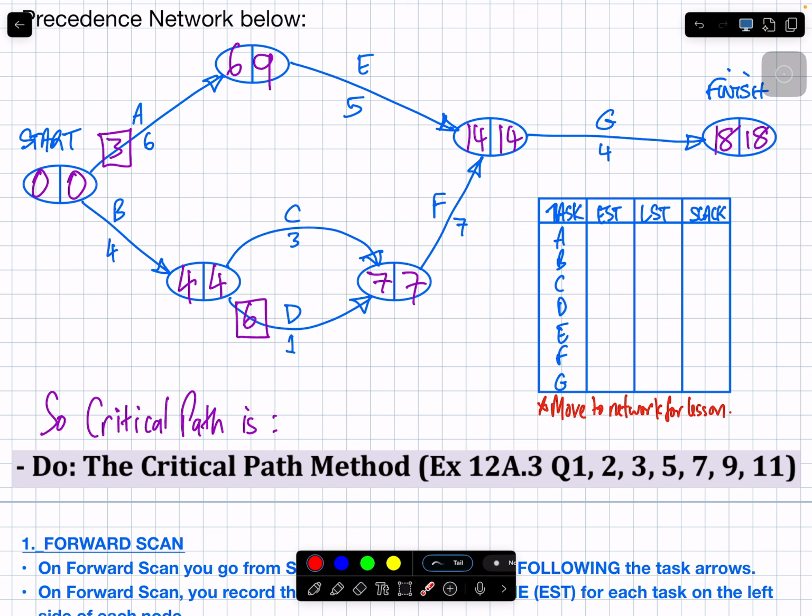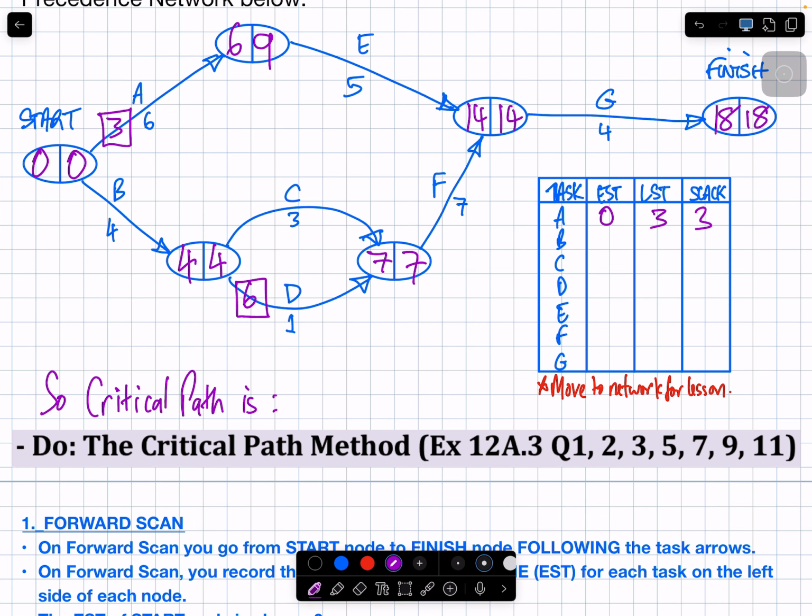Where is task A? Task A is this one. The earliest start time for task A is 0. The latest start time for A is this 3 here. So what's the EST of A? 0. LST is the 3. So does task A have a slack time? 3 take 0 is going to be 3. I could leave task A alone for 3 minutes and it's not going to change the whole project from happening in 18 minutes total.